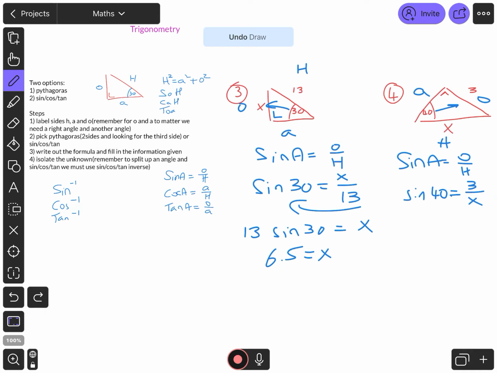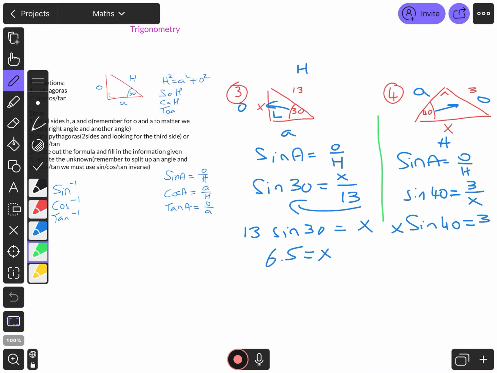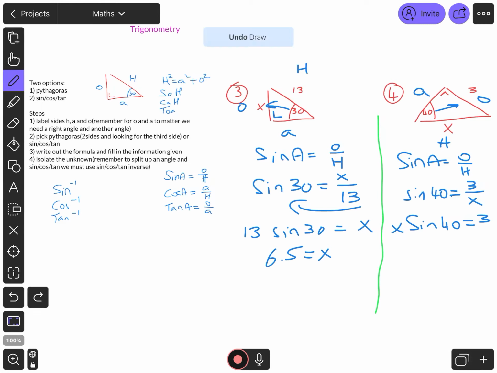So if this is on the bottom, what I need to do now is what I did earlier: get rid of the fraction and move it up over here. So I'll end up with x sin 40 equals 3. But my problem now is I still have an x on that side, so I want x to be on its own. What are these doing to each other? They're multiplying. So I'm going to bring sin of 40 over to the other side and do the opposite, and divide by it.